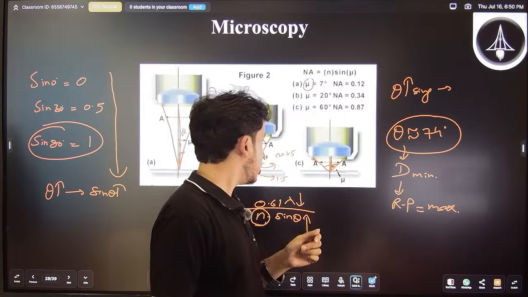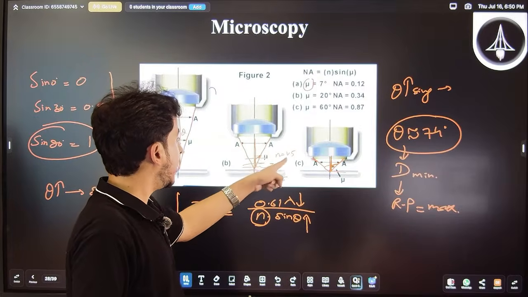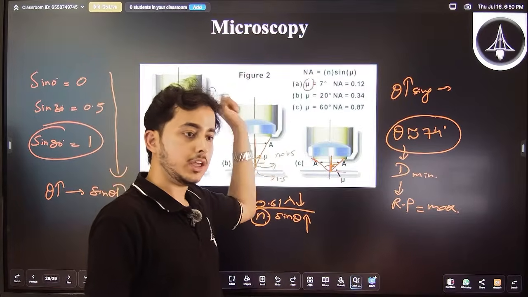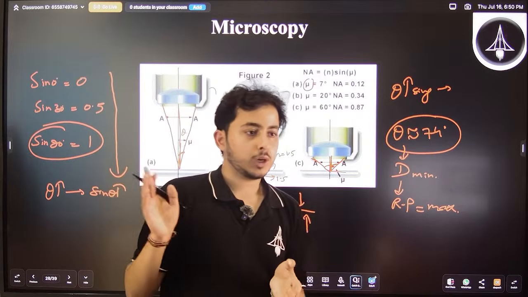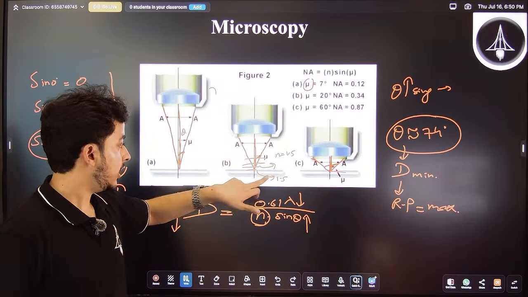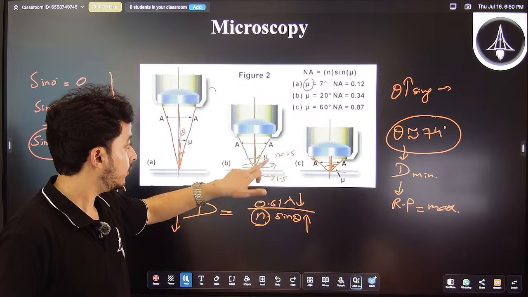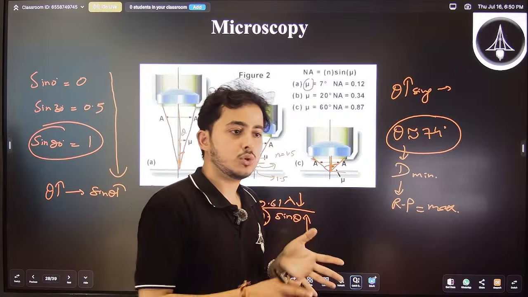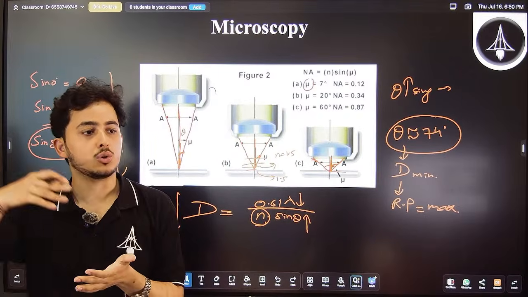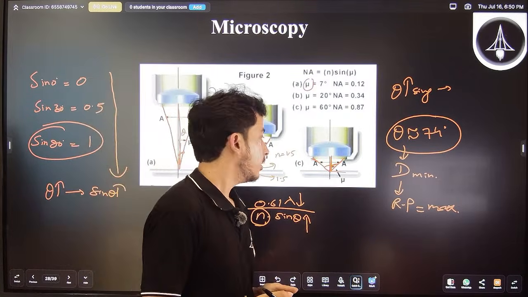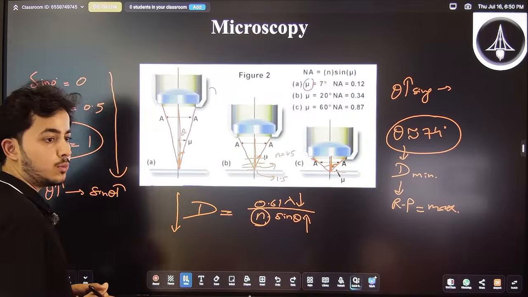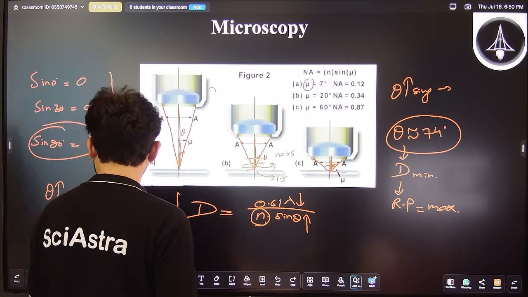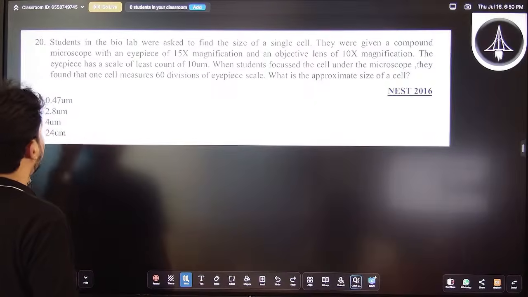Because if you put immersion oil, you change the refractive index from 1, that was for air, to 1.5 for the immersion oil, and the glass refractive index is also 1.5. So all the light falling on the lens is not bending, because you know that when light moves from rarer to denser, it bends, right? And that is how these things are important. Now we have a question.